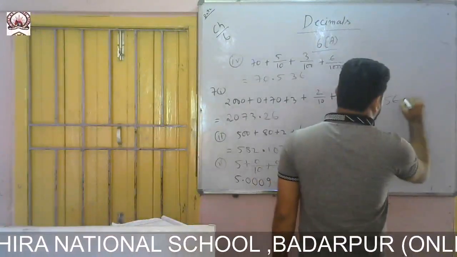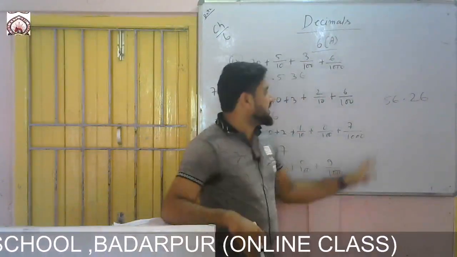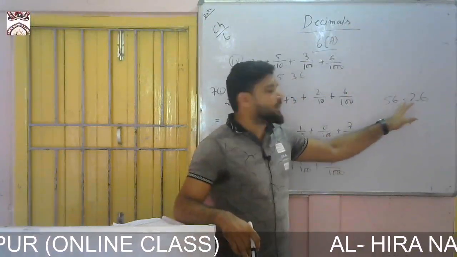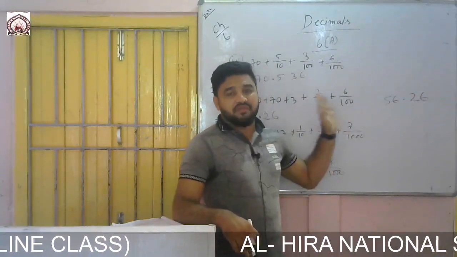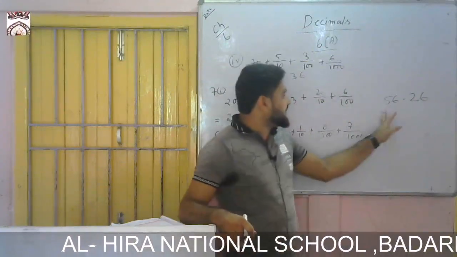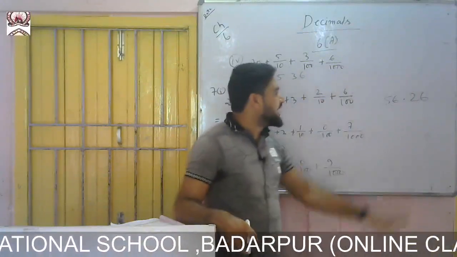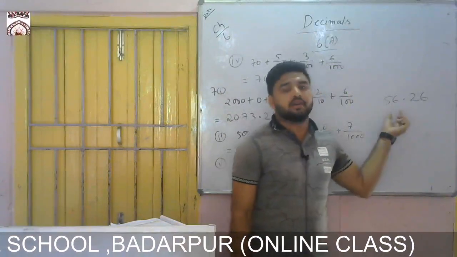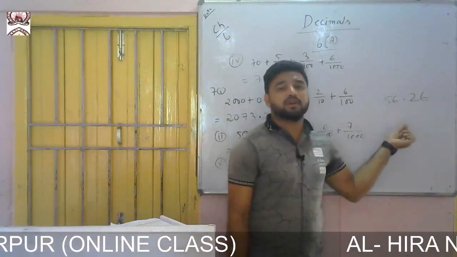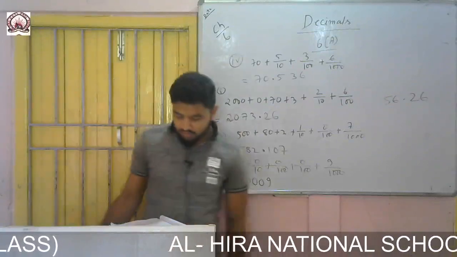And one thing you remember: whenever you read a decimal number, don't read it like 56 point twenty-six. Suppose 56.26. After the decimal point, whatever the digits are, you say them separately: 56 point 2 6. If it is 267, then 2 6 7, or 268, anything. Don't read it as point twenty-six, it is wrong.